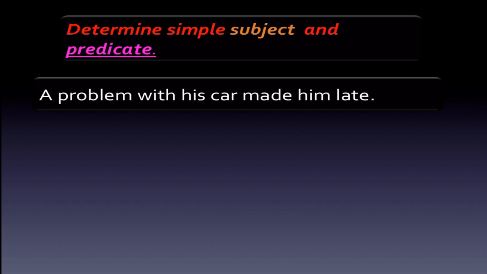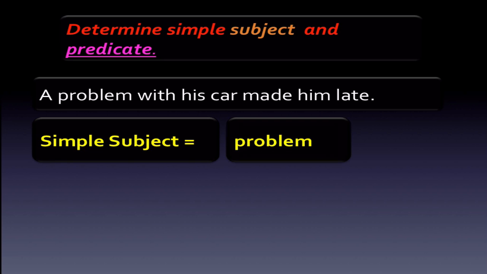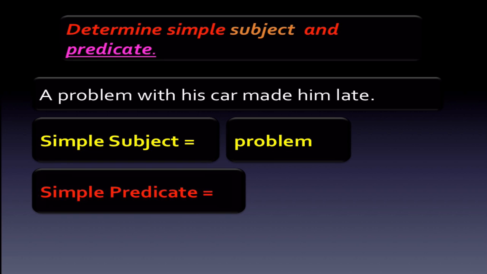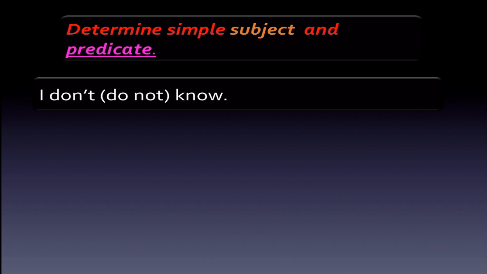A problem with his car made him late. So what is the sentence about? Come on. The sentence is about a problem with his car. And what did this problem do? Made him late. So made is your simple predicate. I don't have any helping verbs, so made is the simple predicate. Perfect. You guys are doing very good.